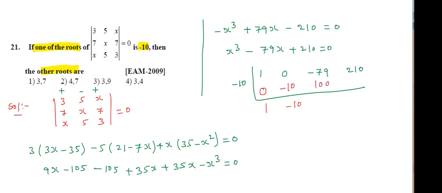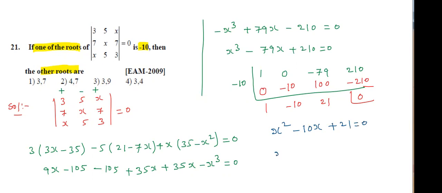So here we get how much? Minus 79 plus 100, 21. Minus 10 into 21, minus 210. The remainder will be 0 because minus 10 is a factor. That's why we are getting remainder 0. Remaining, x square minus 10x plus 21 is equal to 0.